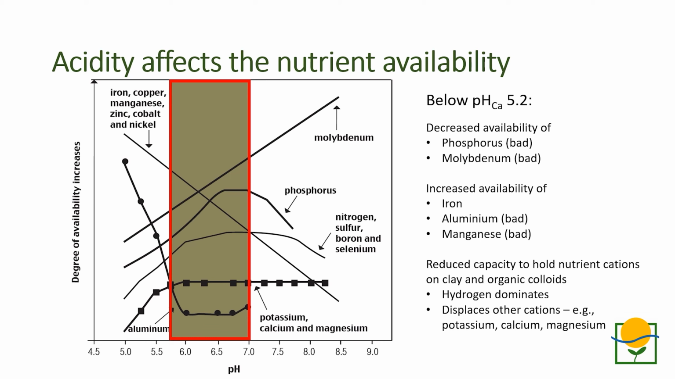The other issue with low soil pH is that there's a reduced capacity to hold nutrient ions on clay, and this is because hydrogen ions dominate the colloid and displace other nutrients like potassium and calcium and magnesium, so they can't be held on the colloid, reducing overall fertility of the soil.